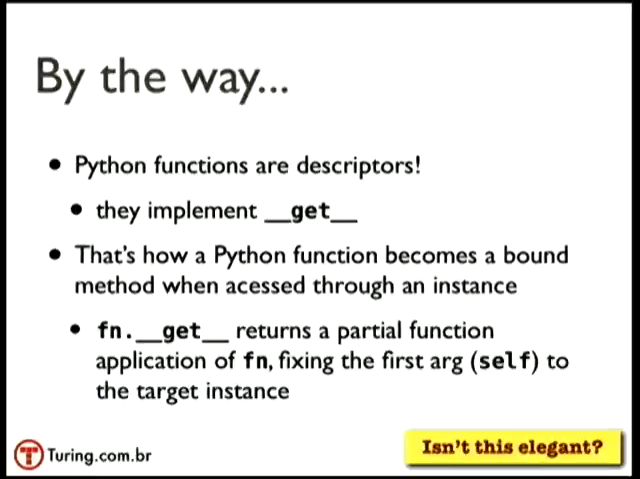And by the way, just my last point is that this is really elegant. Every Python function is a descriptor. Every Python function has a dunder get and a dunder set attribute. And this is how, when you access a function through a class as a method, it becomes a bound method. Because the default implementation of the dunder get for a function does a partial application of the function with the self.